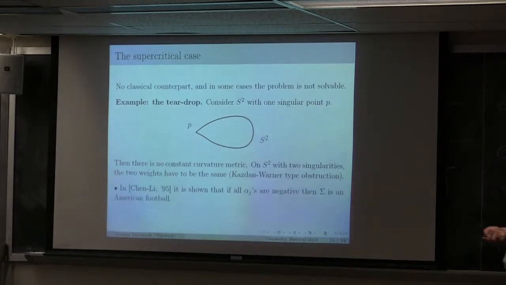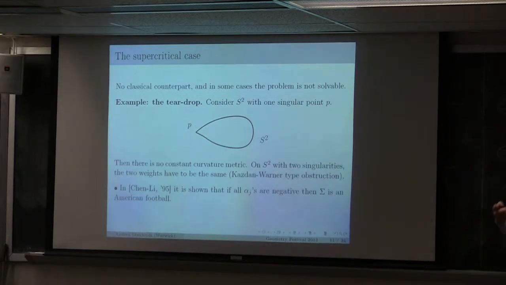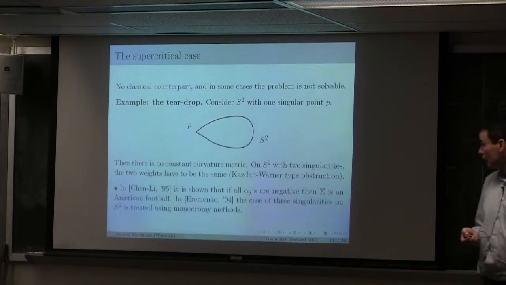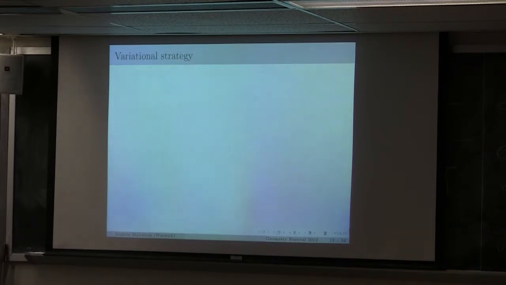In a paper by Chen and Li, it was shown that if all the weights are negative, and if you are in the supercritical case, then necessarily the surface has to be an American football, if you can solve. And in a paper by Remenko, the case of three singularities on S2 was studied, and he derived necessary and sufficient conditions for existence using basically monodromy methods. So patching somehow pieces of spheres together.